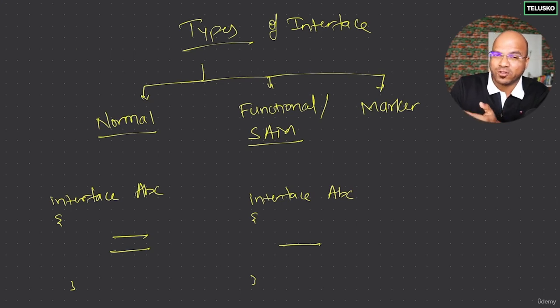Why it is called functional, we'll understand in the next video when we talk about functional interface. We have a separate video on that. And the next one we have is a marker interface. Now, what is a marker interface? A marker interface is an interface which has no methods. That's right, a blank interface.